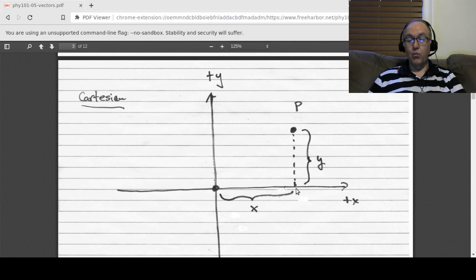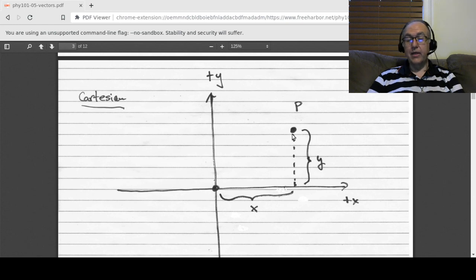Okay, and then once you've traveled so many meters along the x-axis, you're going to turn 90 degrees, and you're going to walk parallel to the y-axis. That's that dashed line there. See the dashed line? It's parallel to the y-axis. And I'm going to tell you how many meters to walk along the y-axis. Okay? And so you travel so many meters along the x-axis, so many meters along the y-axis, and you'll wind up at that point P.